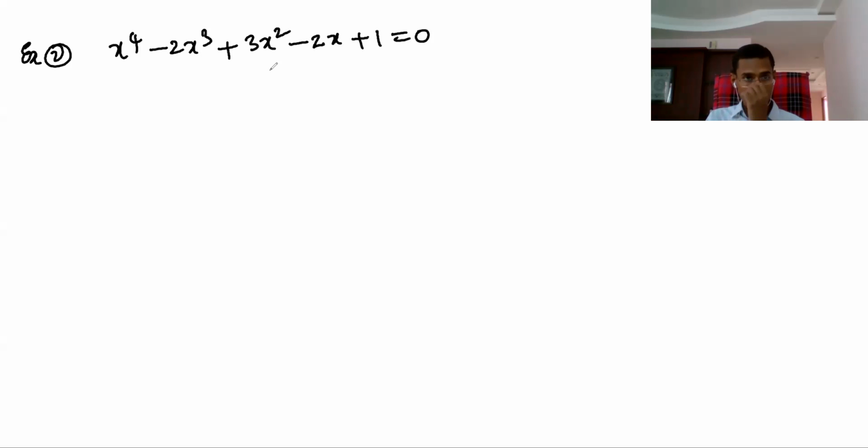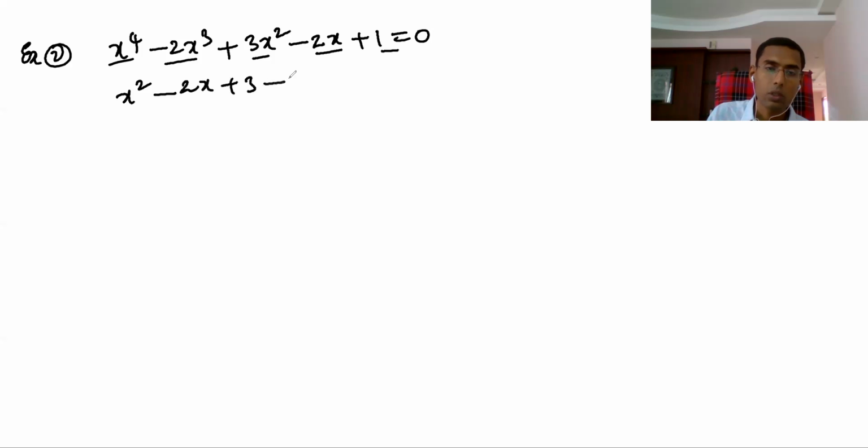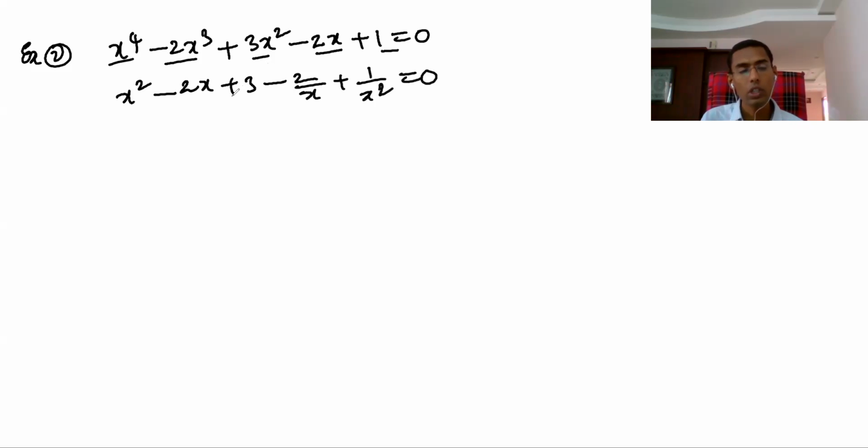For this even degree reciprocal equation of class 1, this coefficient equals this one, this equals this one, and this equals itself. So this is an even degree reciprocal equation of class 1. How do you solve this is the matter here. For class 1, you have to divide by x square. If you divide by x square, then what you get is x square minus 2x plus 3 minus 2 by x plus 1 by x square. Like this you have to solve. If it is a class 1 reciprocal equation of even degree, you can solve like this.